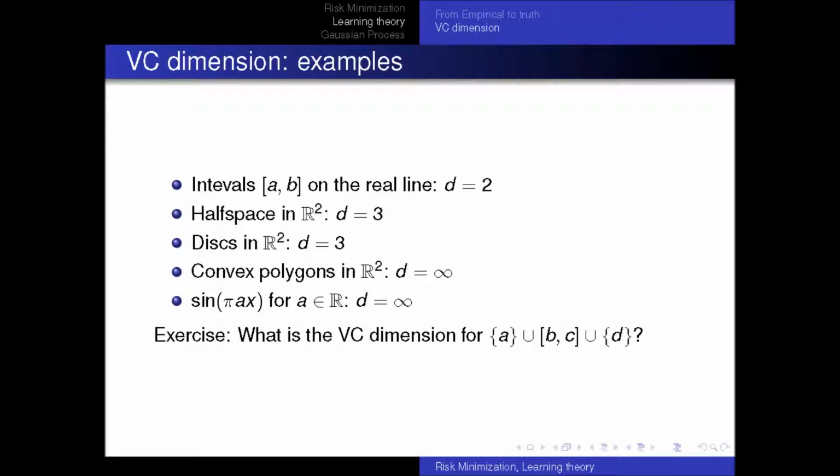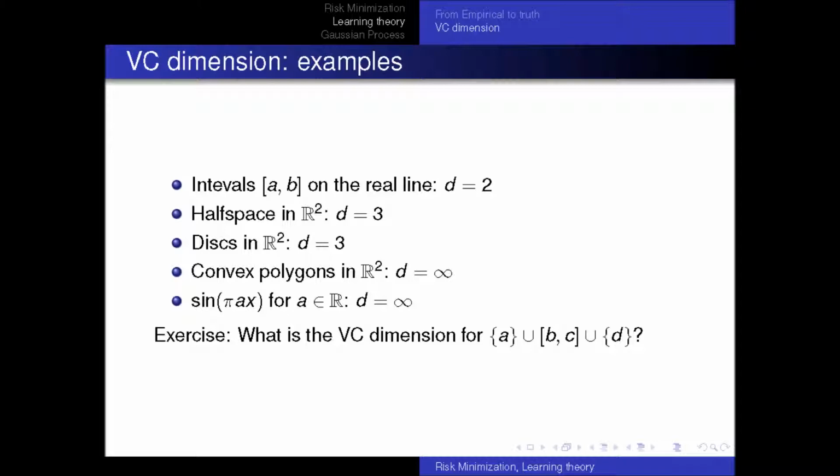So 1 means if a point is assigned with a label 1, it means it's picked out, and if it's minus 1, it means it should not be picked out. So for 1 point, you just use either A or D or the interval BC. It can pick out just 1 point.